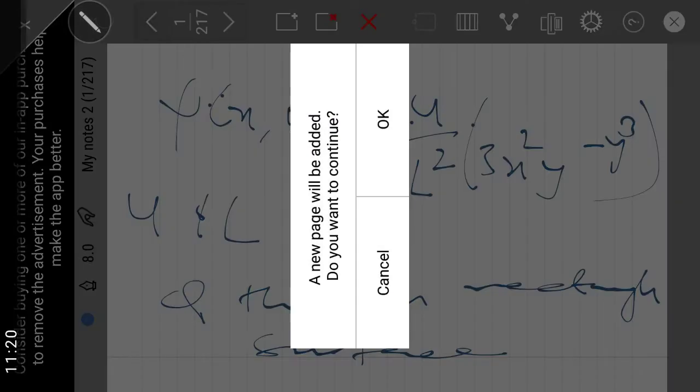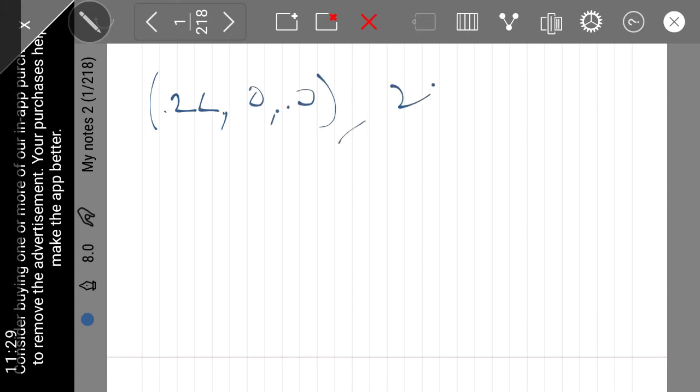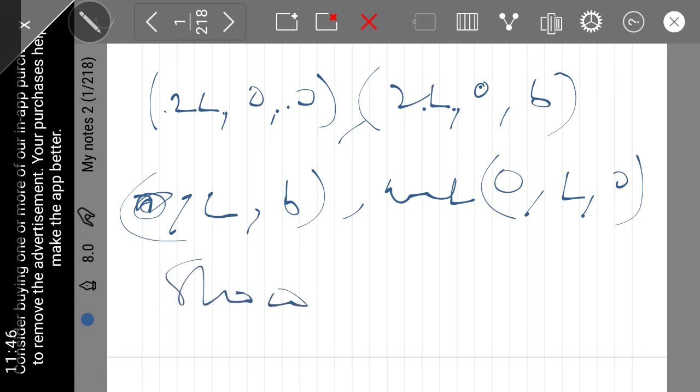So we proceed as follows. The rectangle surface has the following coordinates: (2L, 0, 0), (2L, 0, B), (0, L, B), and (0, L, 0). Show also the direction of Q.